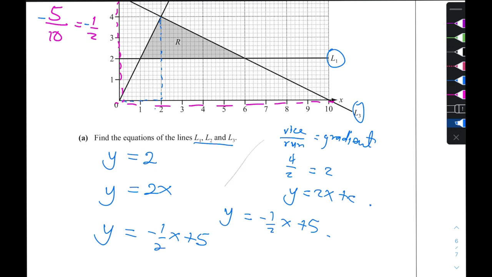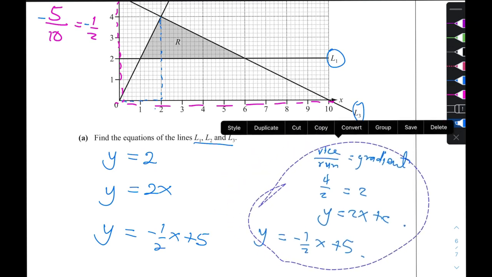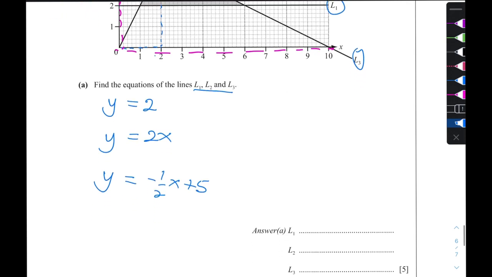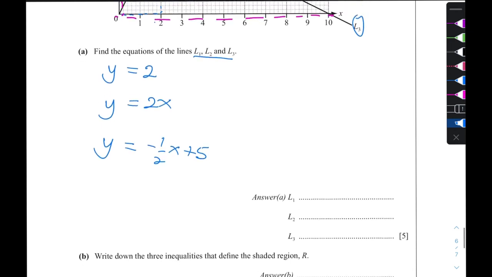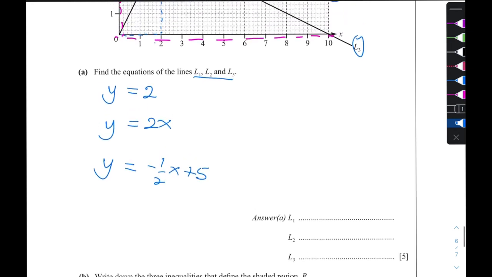Okay, so I'm just going to clear these things to make our work nice. You can roll back the video and then copy it or something like that. Like I always do, the worksheet is also in the description, so you can have access to it as and when you like. So we can say that L1, let's write in black, L1 is y equals 2, then we have y is equal to 2x, then finally y is equal to negative half x plus 5.